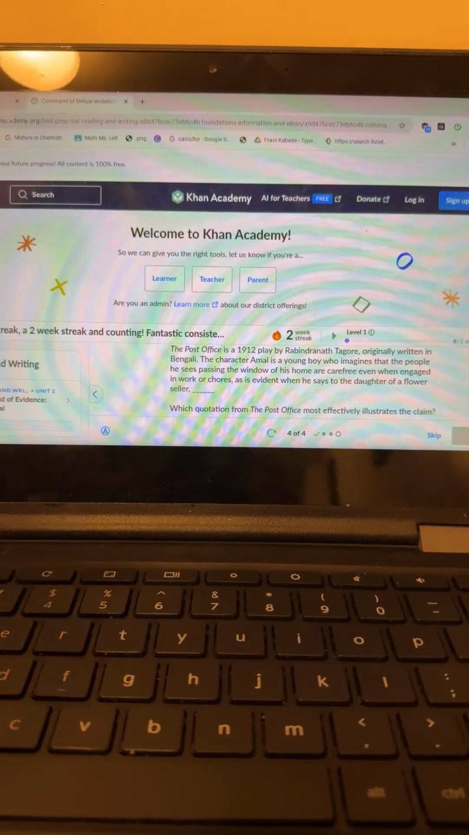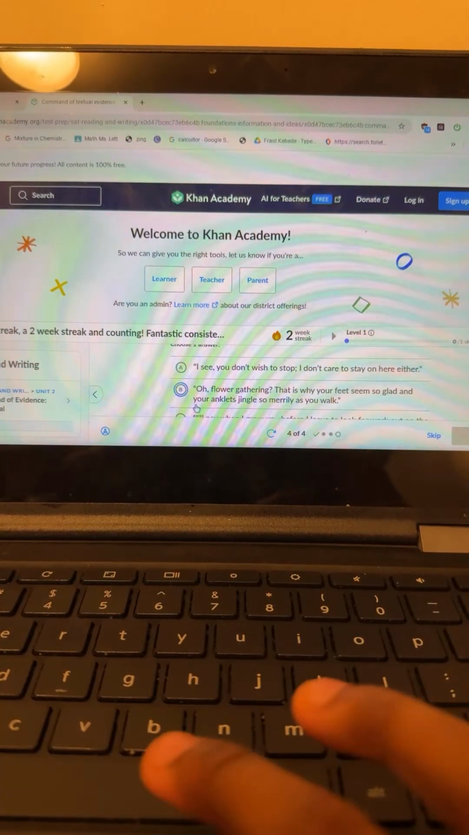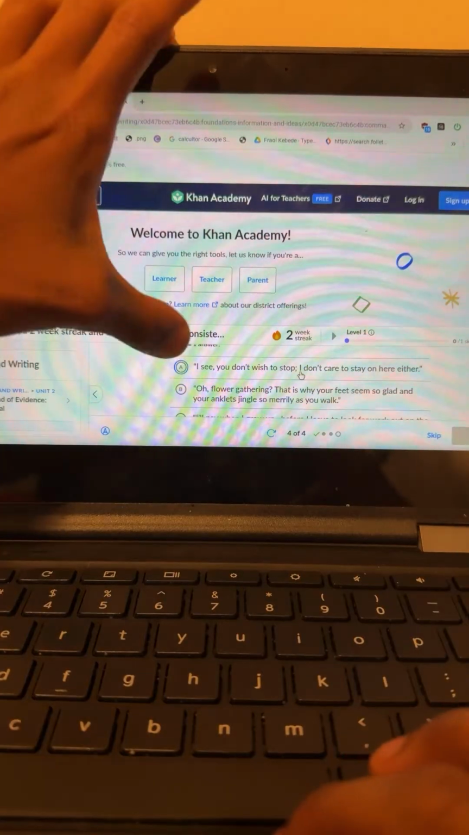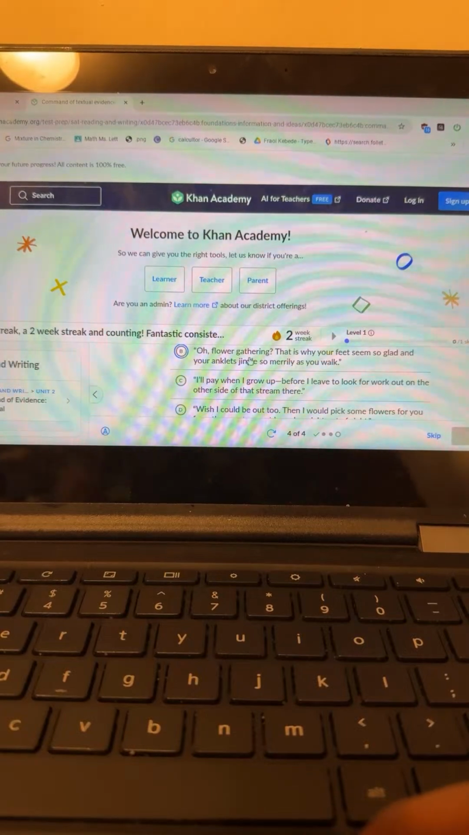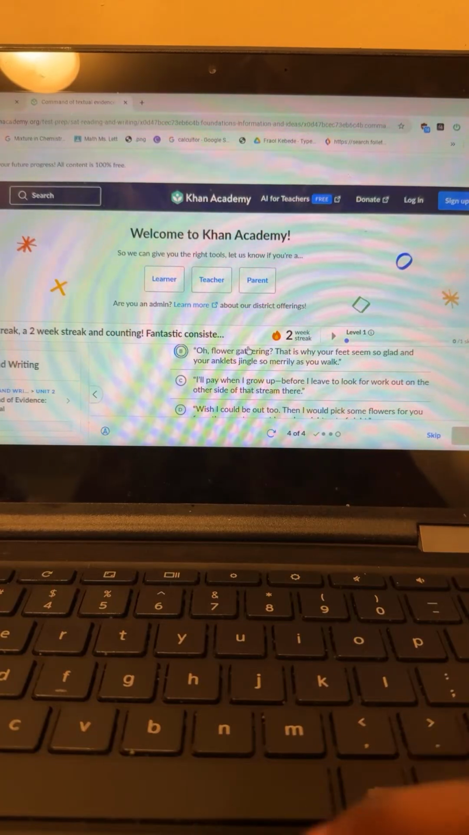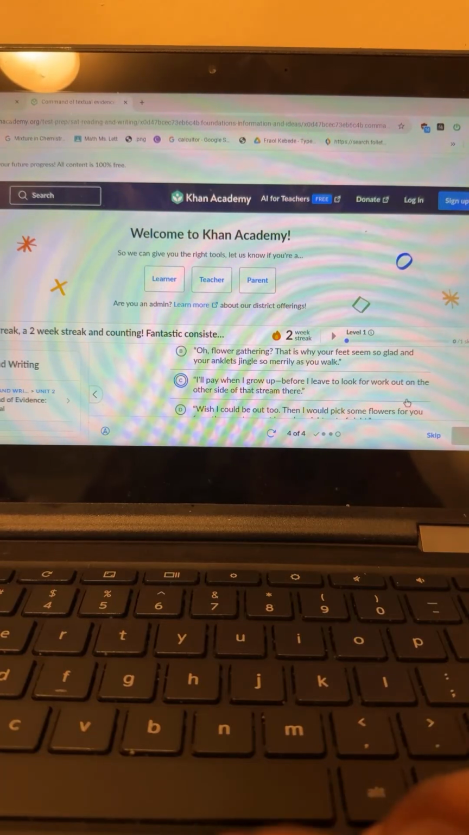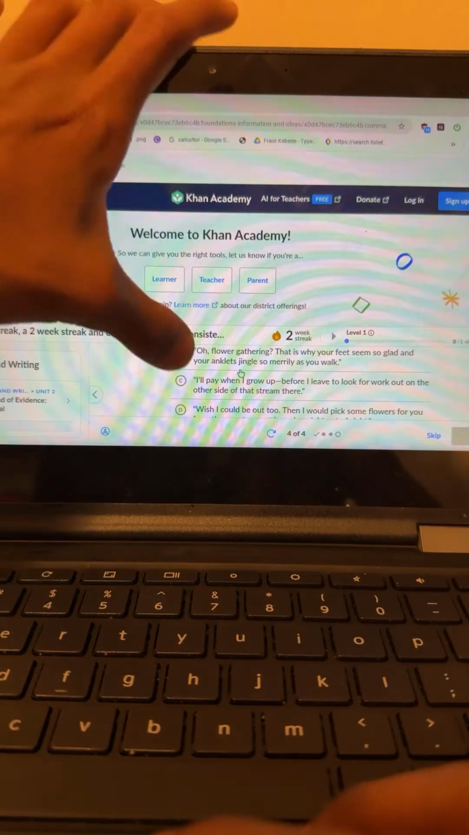Alright, now we're doing the limit in the reading. I see you don't wish to stop. I don't care to stay on here either. Oh, flower gathering, that is why your feet seem so glad and your ankles jingle so memorably as you walk.